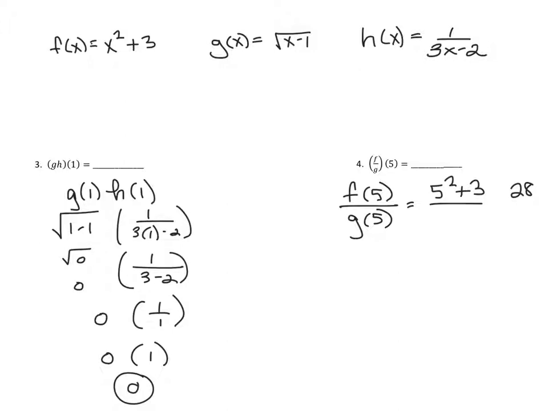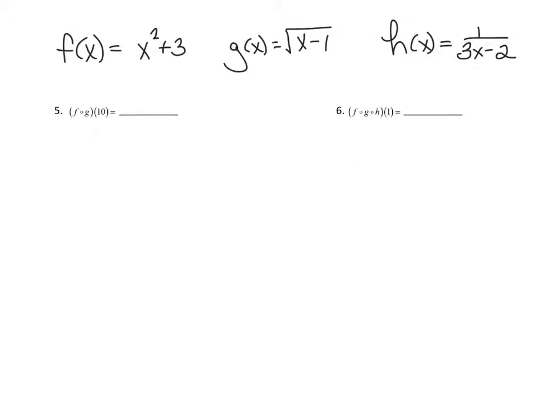In the denominator, we have g with respect to 5. We have, what is that, the square root of 5 minus 1, which we found earlier too is the square root of 4, which is 2. Therefore, f of 5 divided by g of 5 is 28 divided by 2, and we get 14.